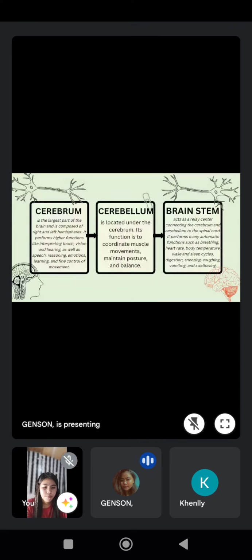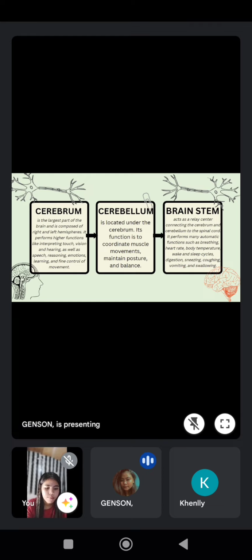We're going to talk about the three main parts of the brain. The cerebrum is the largest part of the brain and is composed of right and left hemispheres. It performs higher functions like interpreting touch, vision, and hearing, as well as speech, reasoning, emotions, learning, and fine control of movement. The cerebellum is located under the cerebrum. Its function is to coordinate muscle movements, maintain posture, and balance.